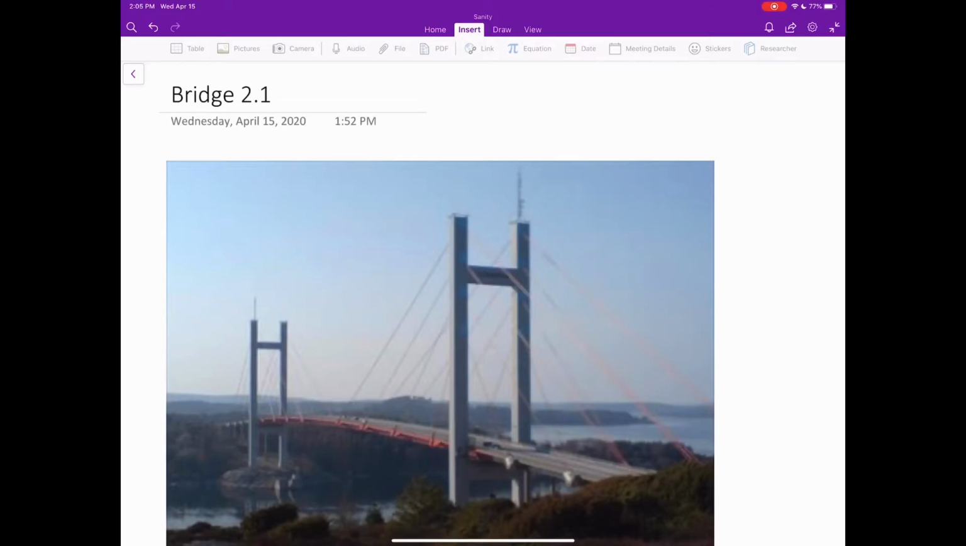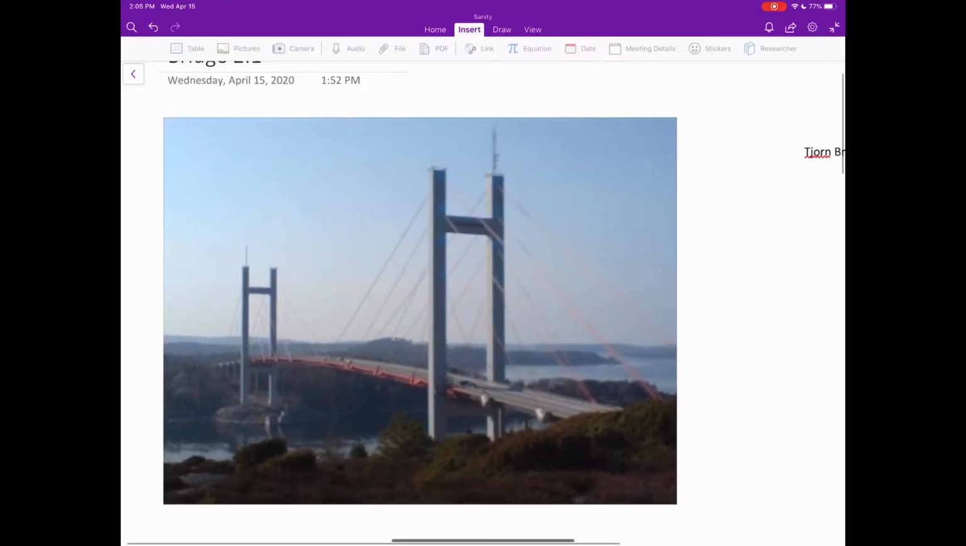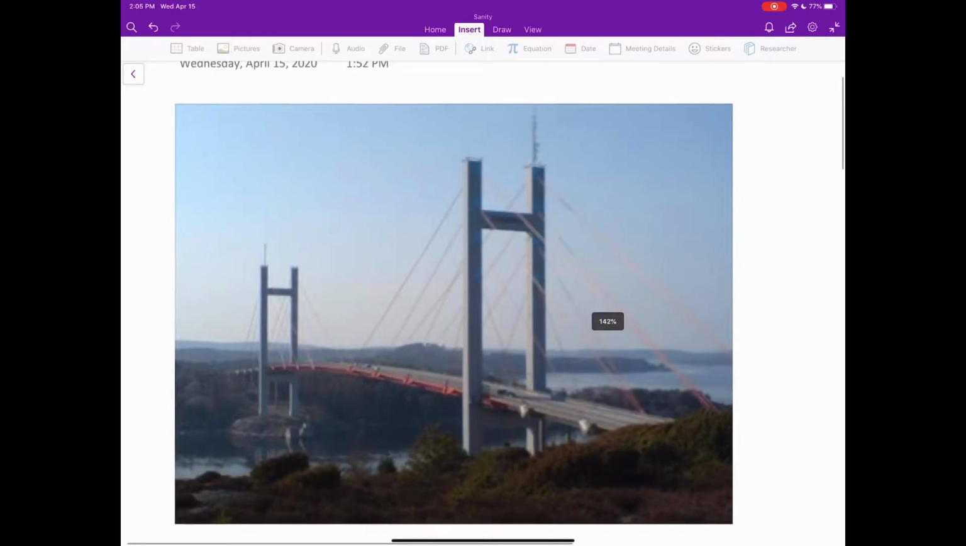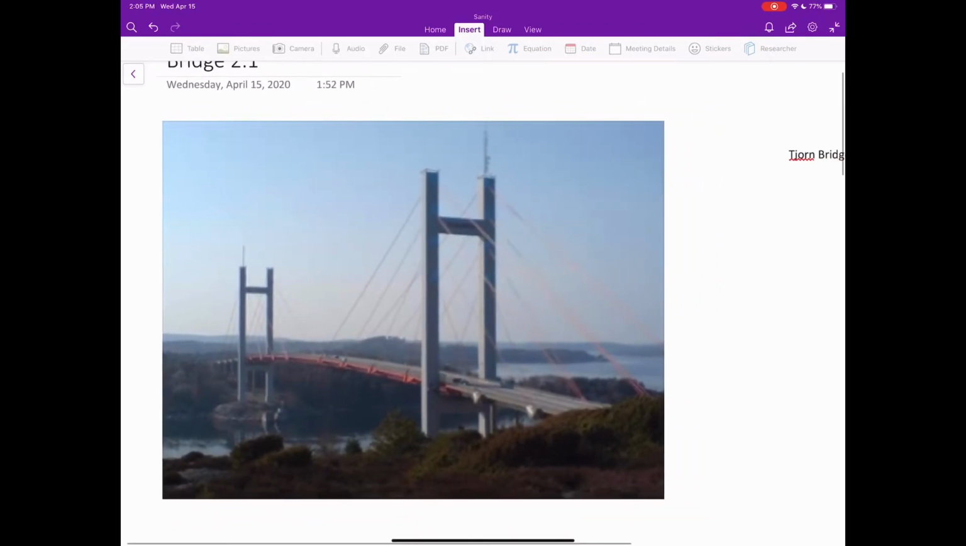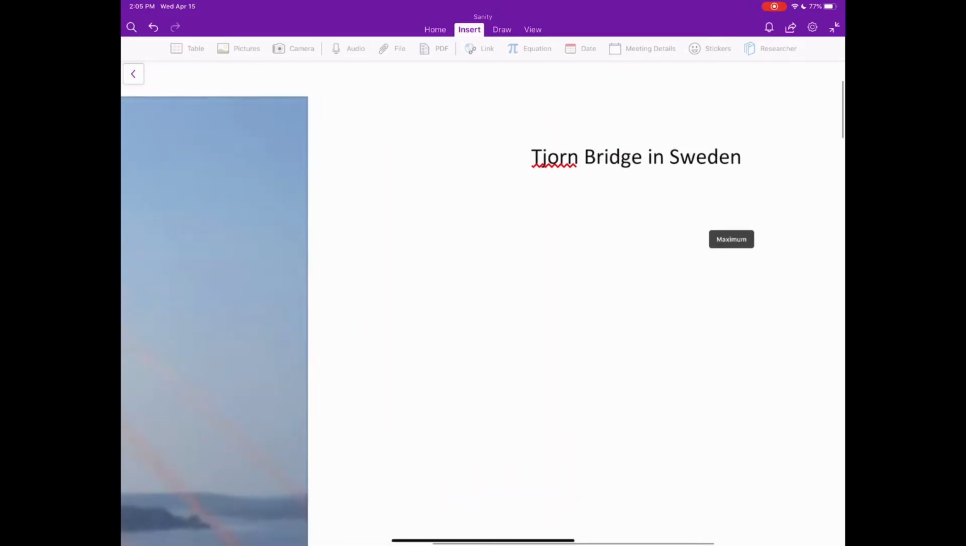I do have a bridge of the day. Okay, take a guess. Okay, it is called the Tjorn Bridge. It is in Sweden. Cool bridge in Sweden.